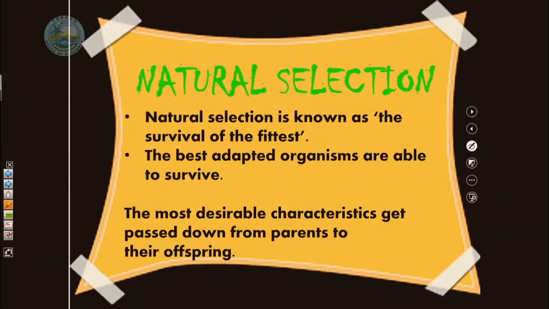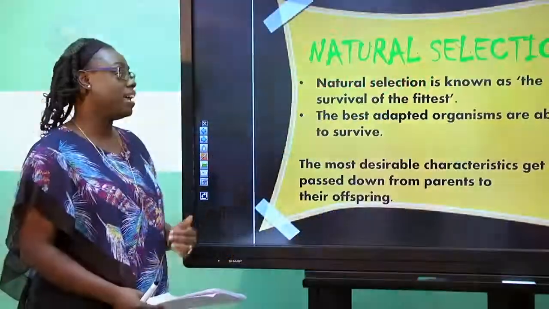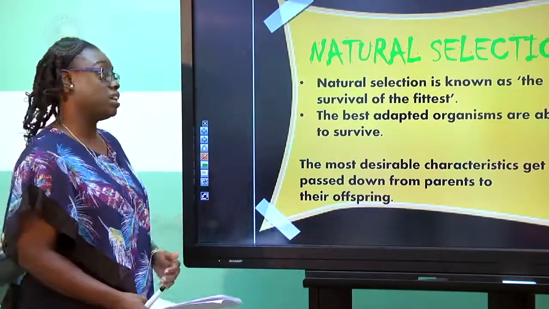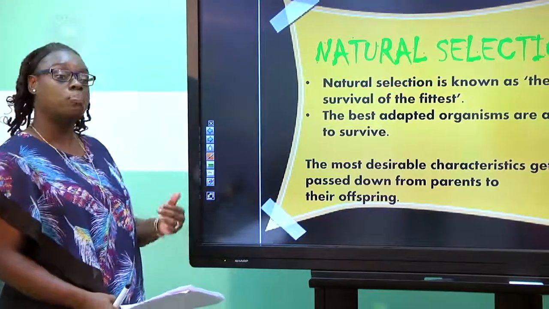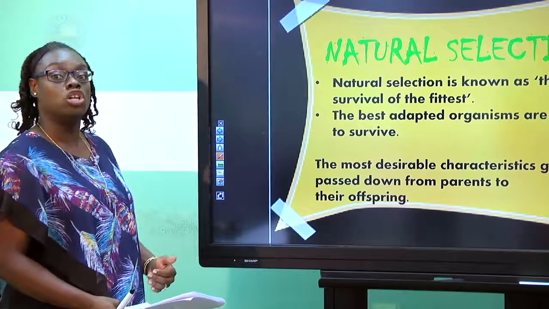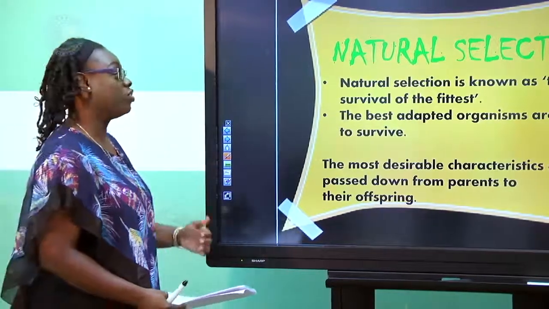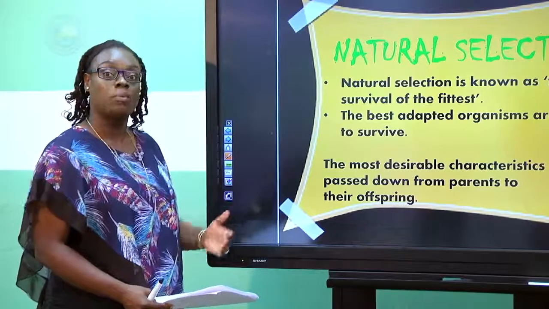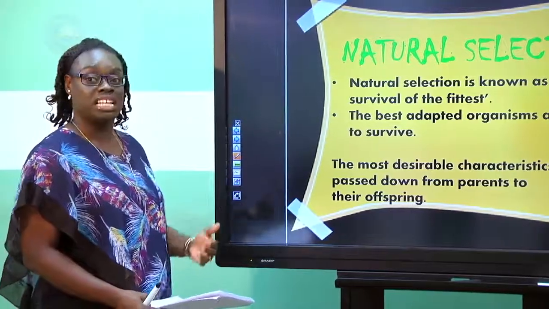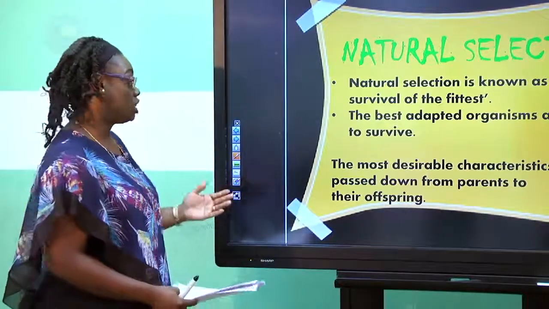Natural selection is known as the survival of the fittest. The best adapted organisms are able to survive. And if they can survive, then they are going to pass their genes on to the next generation. So in the case of the black peppered moths, they were selected for by natural selection.